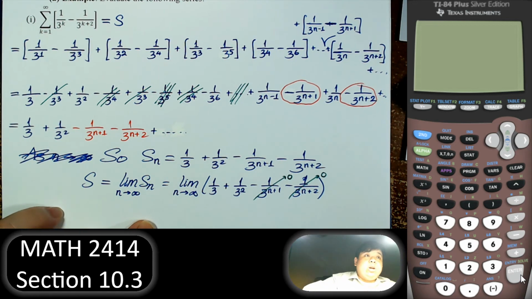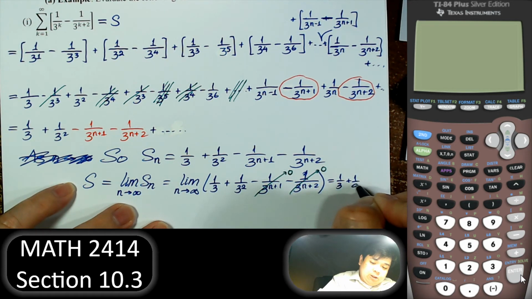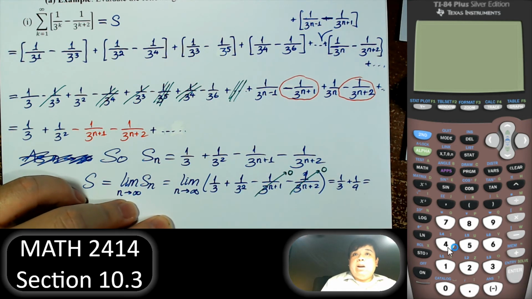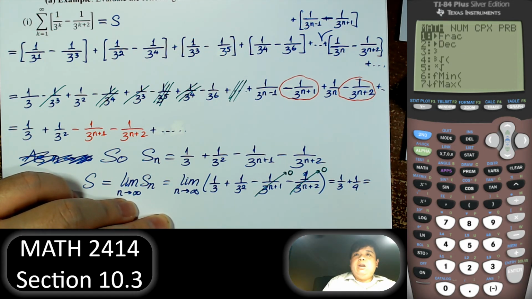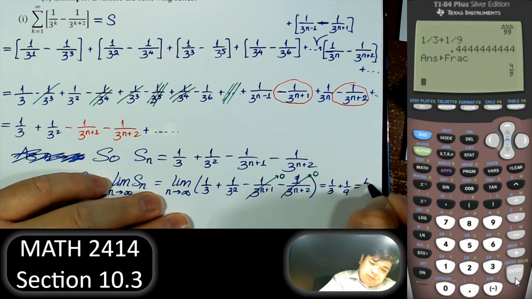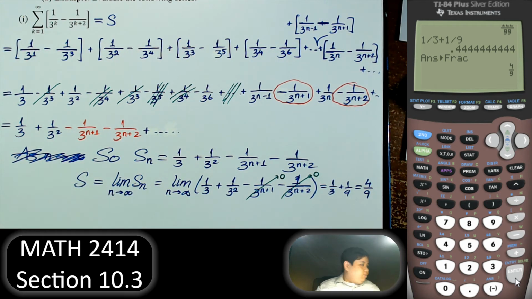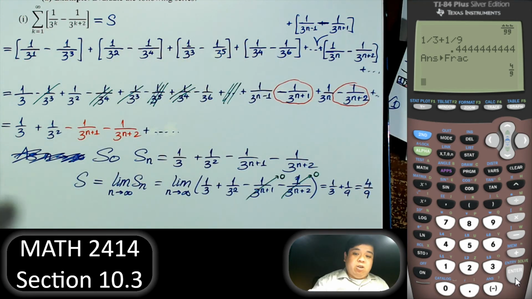So we have 1 over 3 plus 1 over 9. So whatever that is. Right, 4 over 9. So that's nice, right? So that's why I write this in terms of the domino, so we can visualize this.